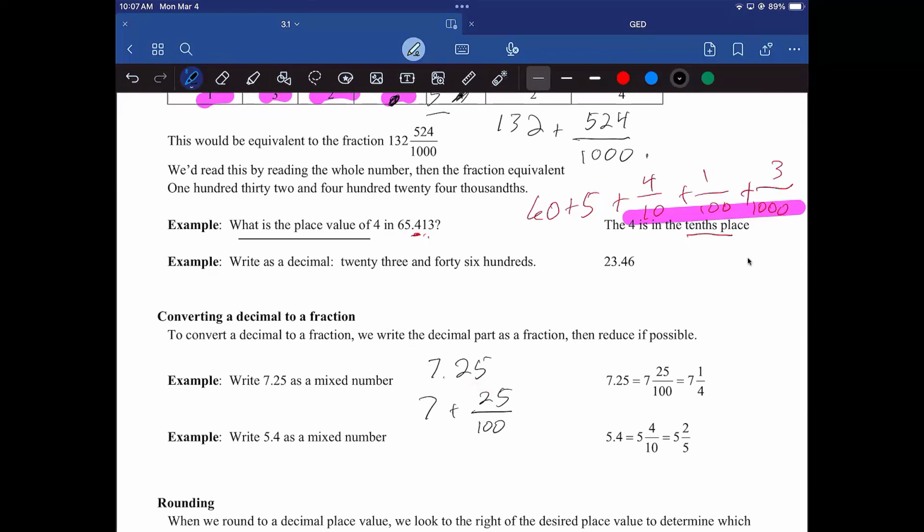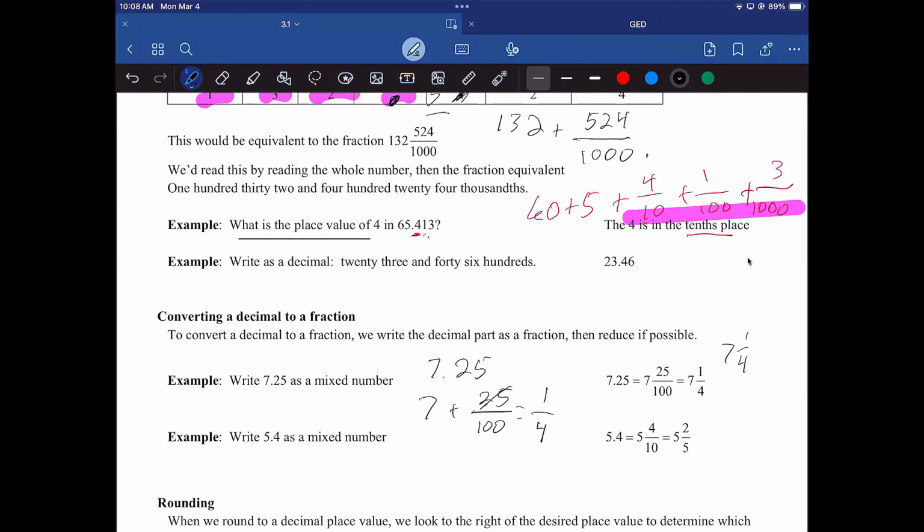And then I can prime factor those down unless I see it. In this case, I see it. 25 divided by 25 is 1. 100 divided by 25 is 4. So we have 7 and 1/4.